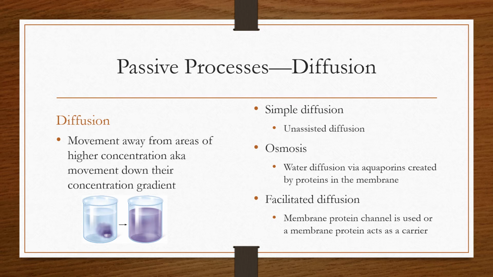Diffusion is movement away from areas of higher concentration, or just movement down a concentration gradient. You can see here in the image below the definition, there's a beaker, you put in a tablet that dissolves, and pretty soon that dissolved tablet will be equally distributed throughout the whole beaker of water. Another similar example would be a tea bag in a hot glass of water. There's simple diffusion, which is just unassisted, osmosis, which is water diffusion, and then facilitated diffusion, where something is helping it along.